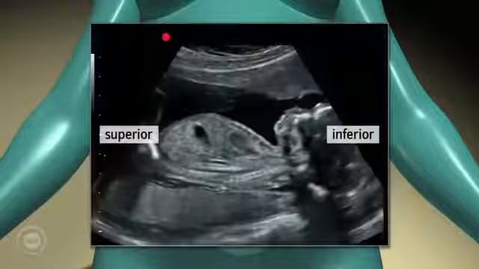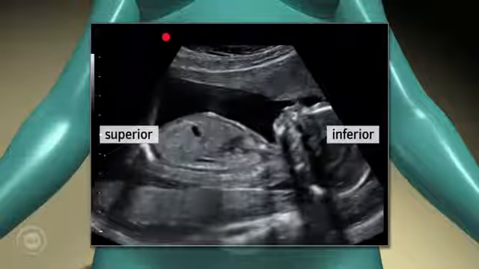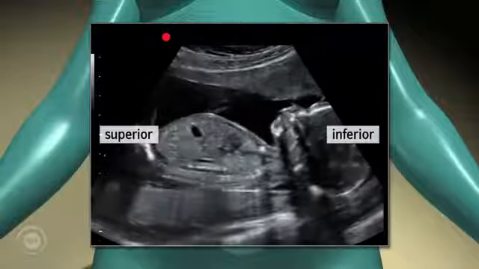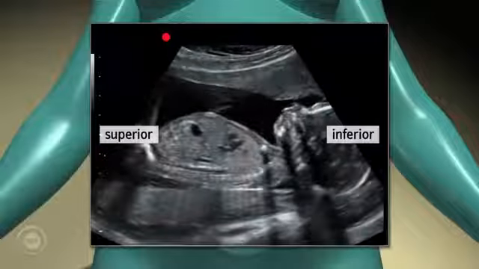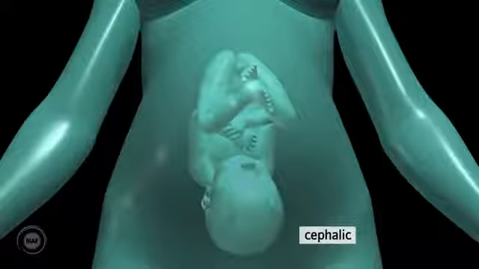As a scan image, superior is represented to the viewer's left on the screen, and inferior is represented to the viewer's right on the screen. Cephalic presentation. Cephalic describes the fetus in the head-down position inside the uterus. The head of the fetus is at the birth canal, in other words, just above the pubic bone.